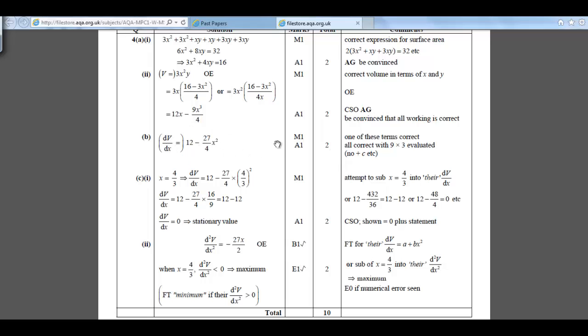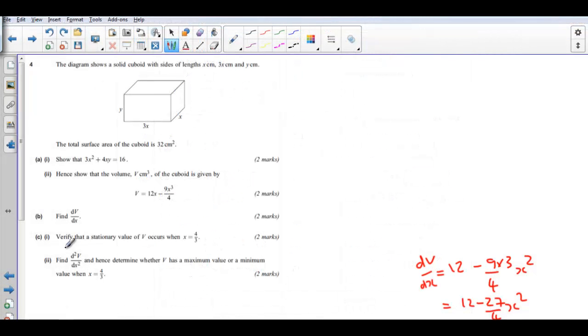Part B, the differentiation, going right from here. 12x goes to 12. 3 times 9 is 27, still over 4. X cubed goes to x squared. One of these terms correct for 1 mark, all correct, with 9 times 3 actually worked out for the second mark. Part C, verify that a stationary value of V, stationary values occur when the differential is equal to 0.